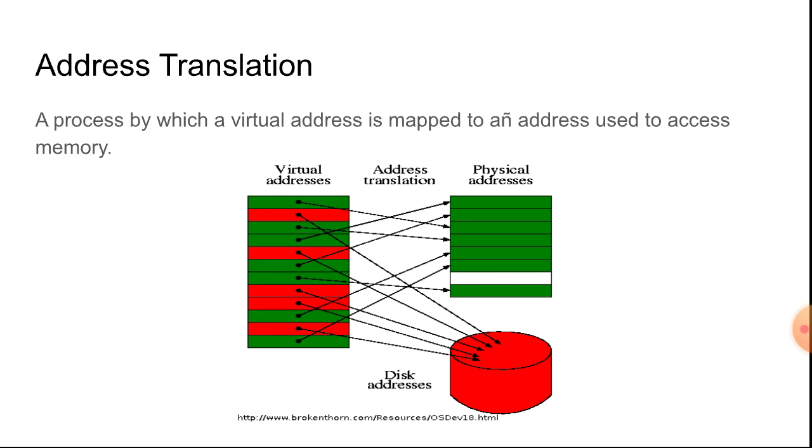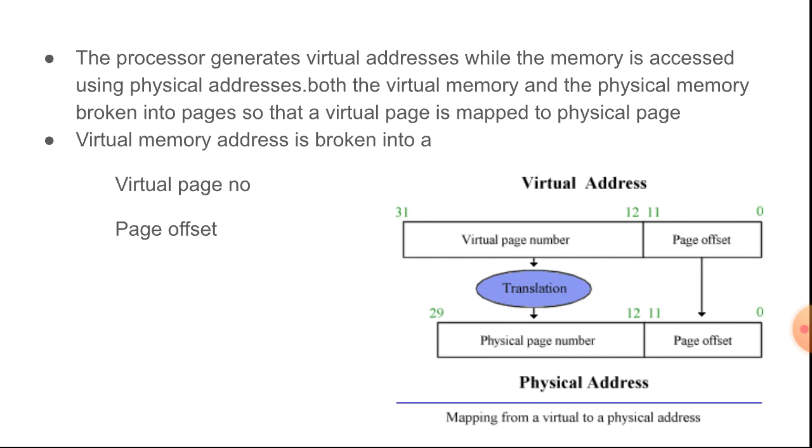Next, address translation. It is a process by which a virtual address is mapped to an address used to access memory. The processor generates a virtual address while the memory is accessed using physical addresses. Both the virtual memory and the physical memory are broken into pages so that virtual pages are mapped to physical pages. The virtual address is broken into two parts: first one is virtual page number and second one is page offset. The physical page number contains the upper part of the physical address. The offset contains the lower portion which is not changed, and the page offset determines the size of the page.